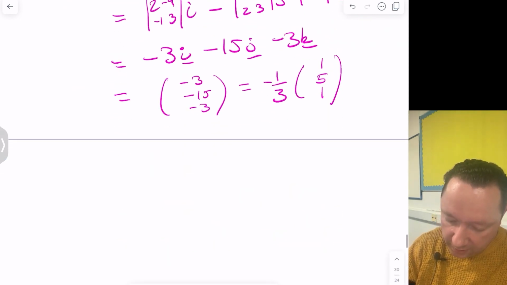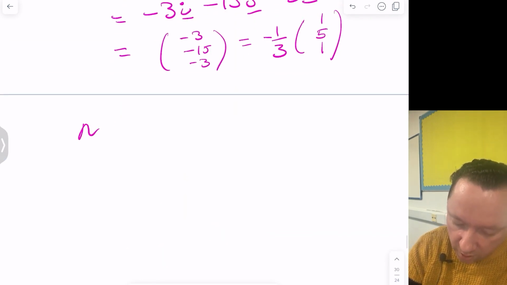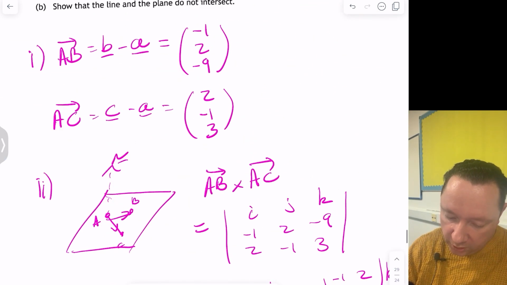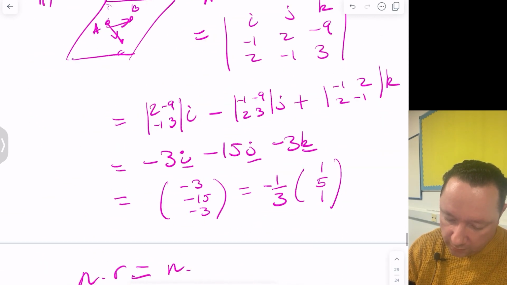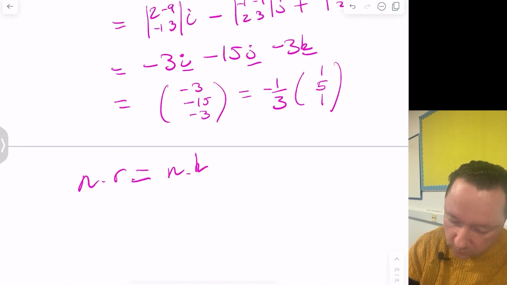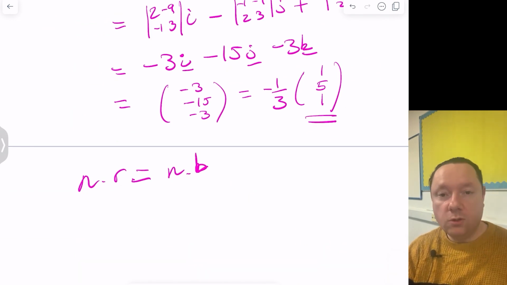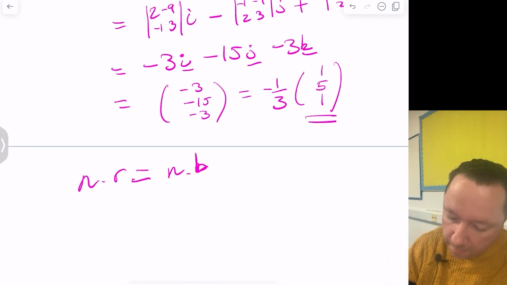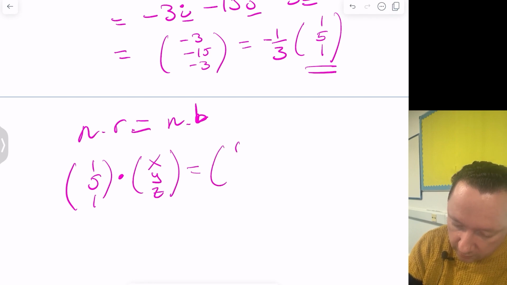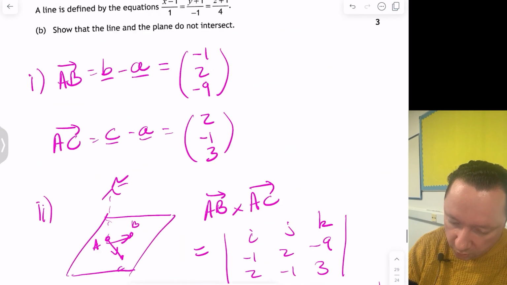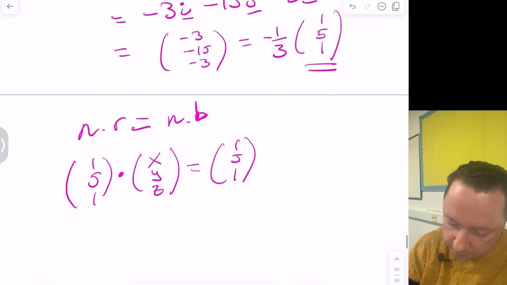Just remembering that we then just do n dot r equals n dot a, b or c, doesn't matter what point you use. I think I'm going to use b because the numbers are easier, 1, 1, minus 1. So I'm just going to use that as my normal because why not, any normal will do. So I've got 1, 5, 1 dot x, y, z equals 1, 5, 1 dot the point I'm going to use, 1, 1, minus 1.